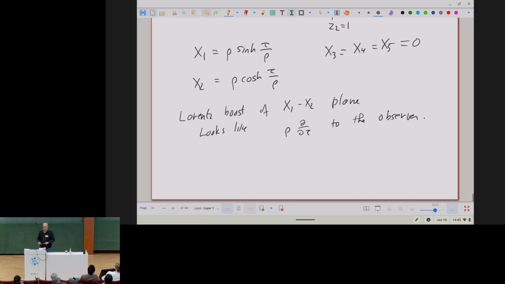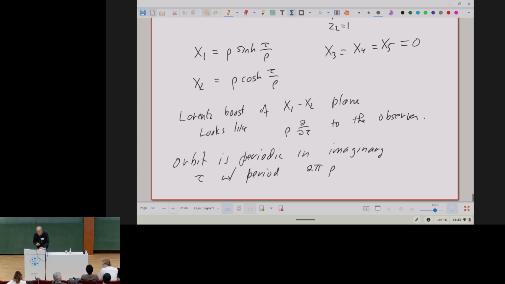But you remember that the fact that the Rindler observer had an orbit that was an orbit of a Lorentz boost led to that person's observations having a thermal interpretation. And the same thing happens in de Sitter space. The de Sitter observer will make observations with a thermal interpretation. You can guess that as follows. You see the orbit is periodic in imaginary tau with period 2 pi rho, which I'll call beta dS, and is 1 over what's usually called the de Sitter temperature, T dS.